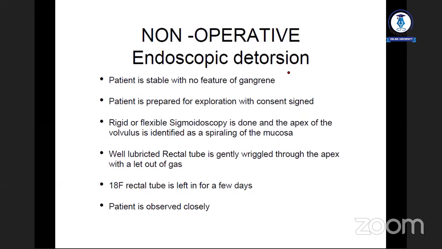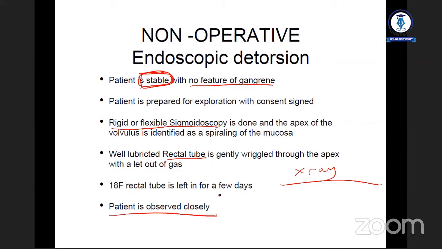Non-operative endoscopic detortion, we have already discussed. Patient must be stable. If the patient is unstable, then we must go for operating theater. There's no features of gangrene. You can use a colonoscope or flexible sigmoidoscope or the rigid sigmoidoscope. Anything can be used. Once detortion has taken place, a rectal tube can be placed. Then do an abdominal x-ray to check whether detortion has taken place. And definitely patient must be observed carefully.